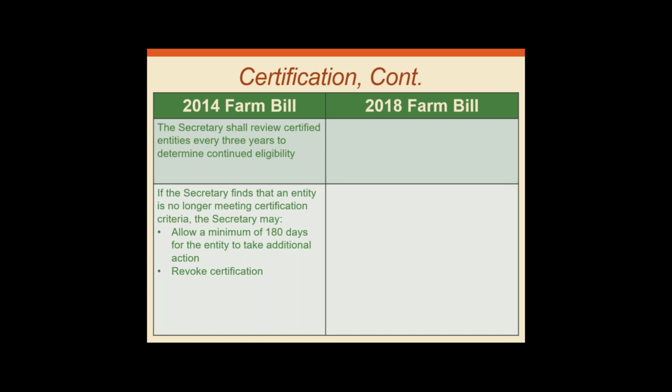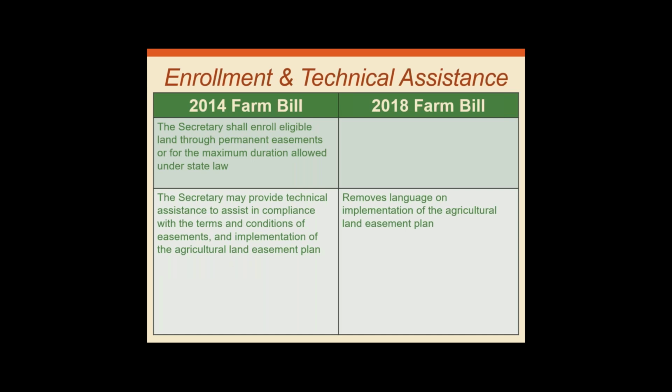The same rules apply for reviewing an entity's certification and for terminating an entity's certification if necessary. No changes here. The language about length of enrollment remains the same, and there is a change, again here sort of a technical change, just noting that technical assistance won't apply to agricultural land easement plans because those are no longer a requirement.